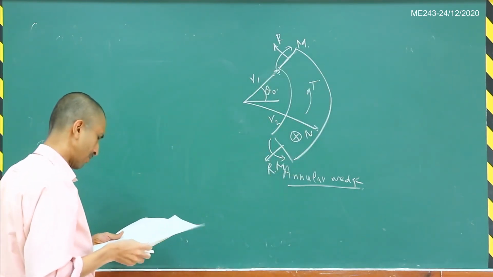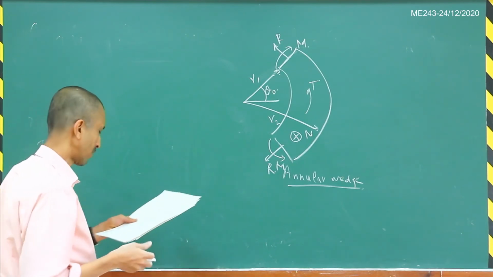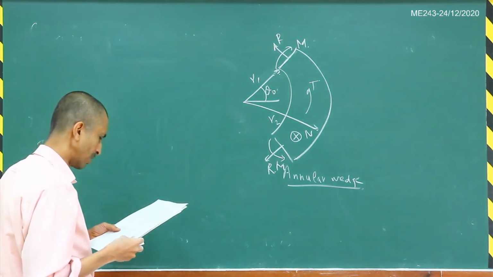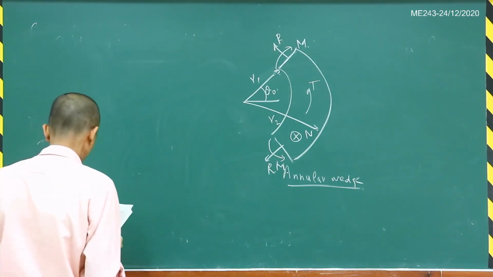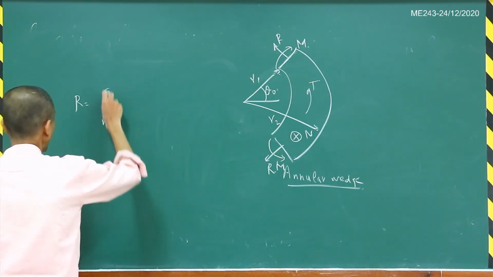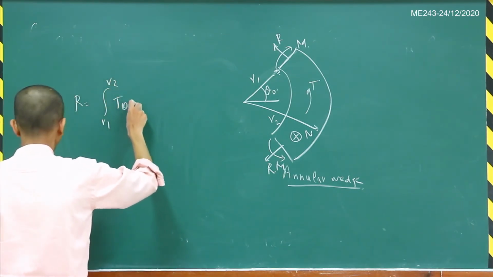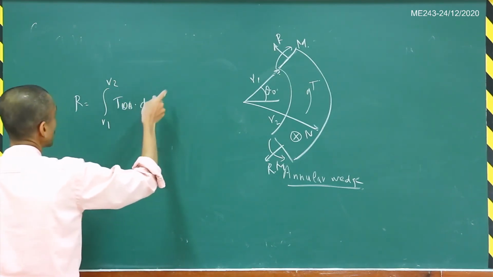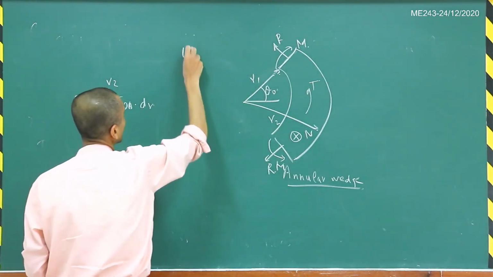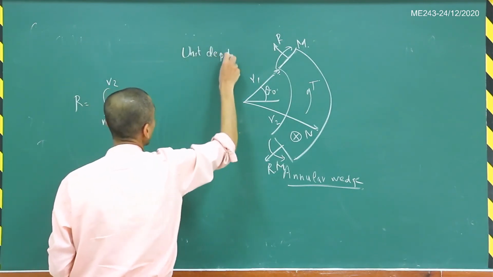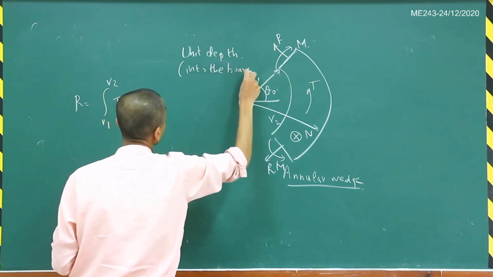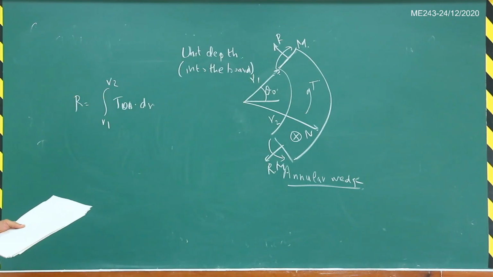Alright, so we'll use these equations, whatever I have written here, in order to deduce certain features of the solution. So the resultant load R is equal to the integral from R1 to R2 of tau theta theta times dr. Assume unit depth, into the board. So you will get this particular expression here.